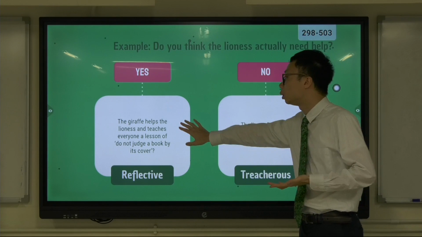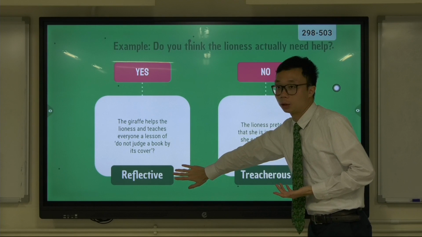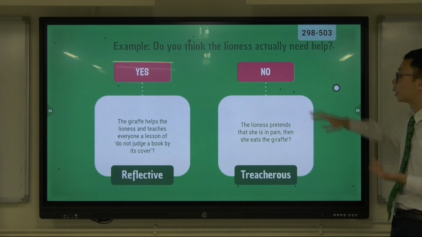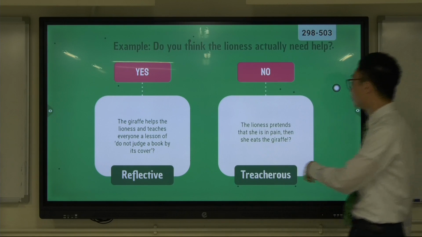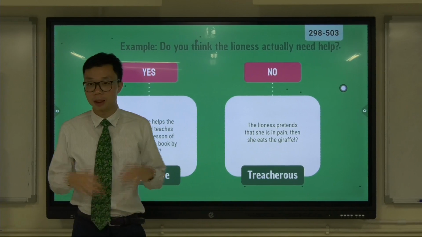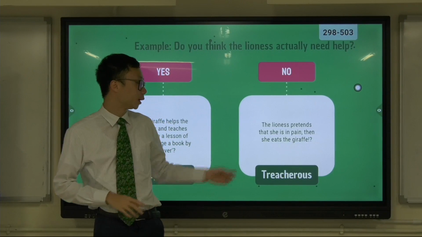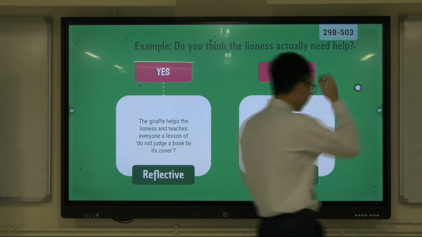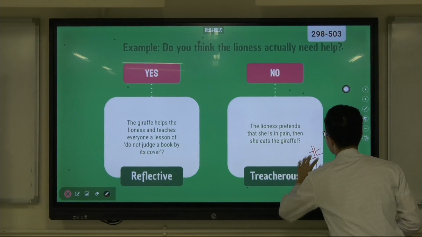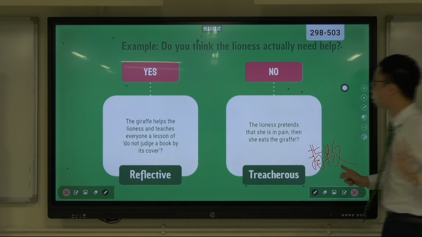That means just help everybody, and that would fall into the category of the mood for reflective. And if you don't think so, say no. Then maybe the lioness just pretends that she's in pain, then she eats the giraffe. How about this one? That will fall into the category for treacherous. I'll just write down the Chinese translation here in case you didn't.